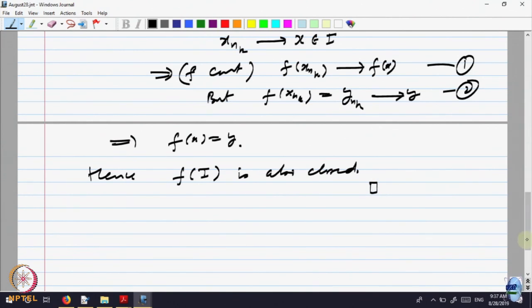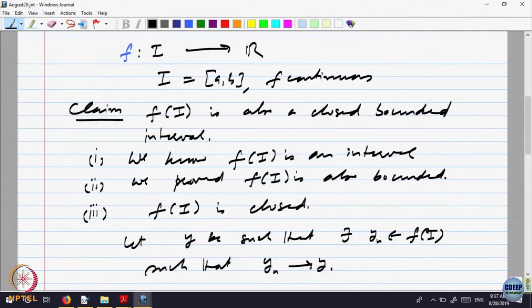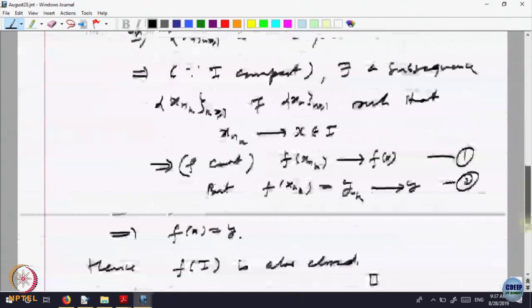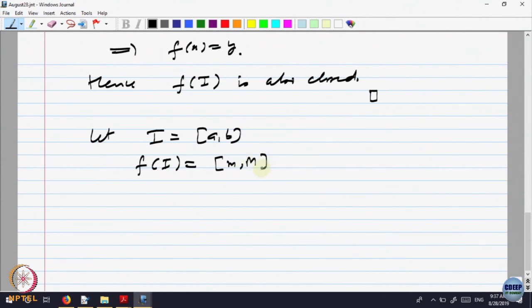So what we have proved is that if I is a closed bounded interval, then f of I also is a closed bounded interval, right. Let us write this in a slightly more elaborate way. So we had I is [a, b], f of I is a closed bounded interval. It has some endpoints. It is closed, it is bounded. So let us say these are small m and capital M.